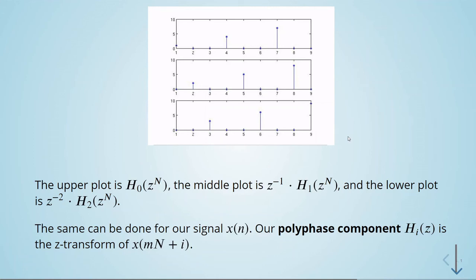So our polyphase component, H of I, is the z transform of x of m times capital N plus I.